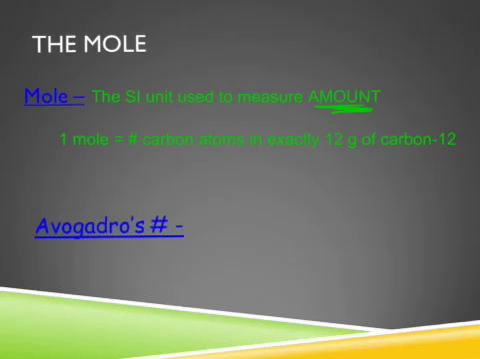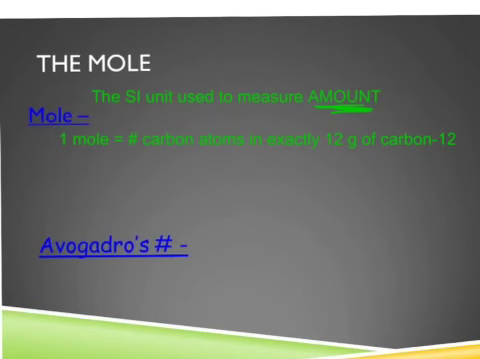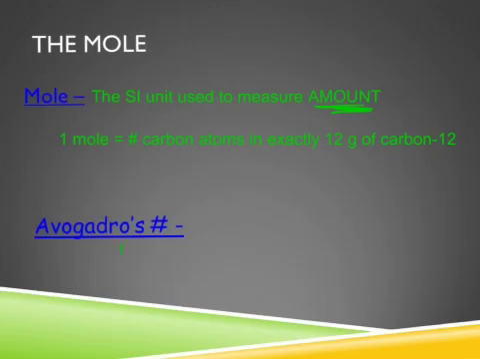So 1 mole is going to represent Avogadro's number, which is a very large number. It's 6.02 times 10 to the 23 particles. And when I talk about particles, I actually am representing particles with either a molecule or an atom. So just keep that in mind. Particles means molecule or atom.